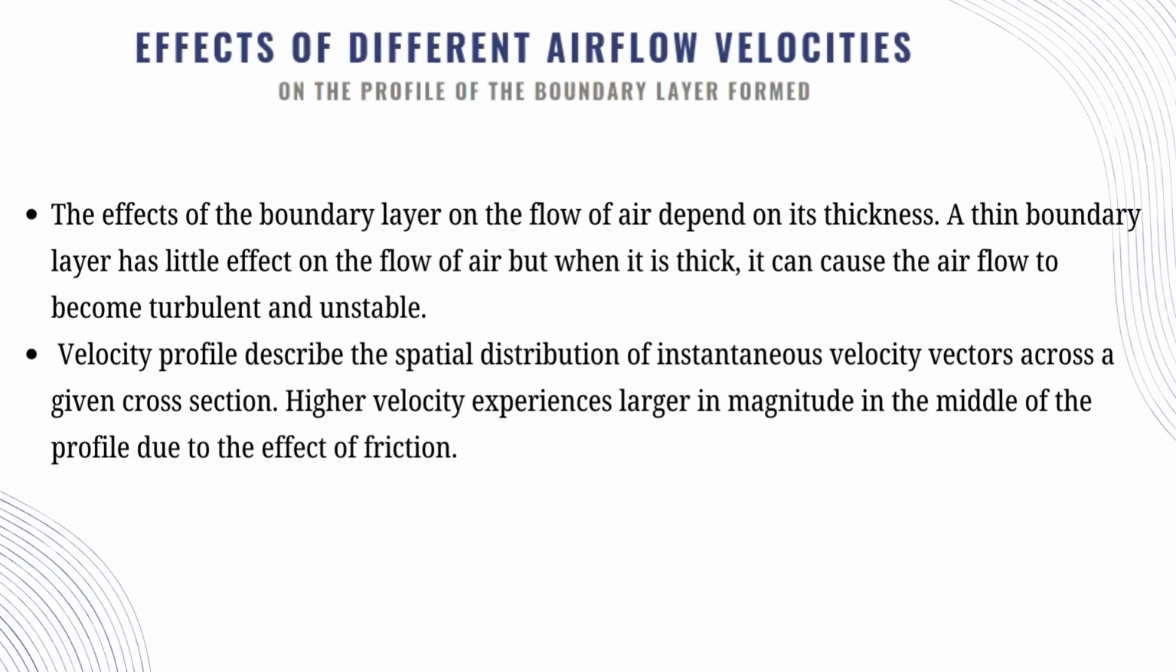In a laminar flow, all particles of the fluid travel in parallel lines, which give rise to parallel streamlines, while in a turbulent flow, particles travel in random and chaotic directions, which give rise to curved, spiraling, and often intersecting streamlines. So we can conclude that the higher velocity, for example the 2.5 meter per second velocity, will experience a larger magnitude in the middle of the profile because of the effect of friction compared to the 2.0 meter per second.